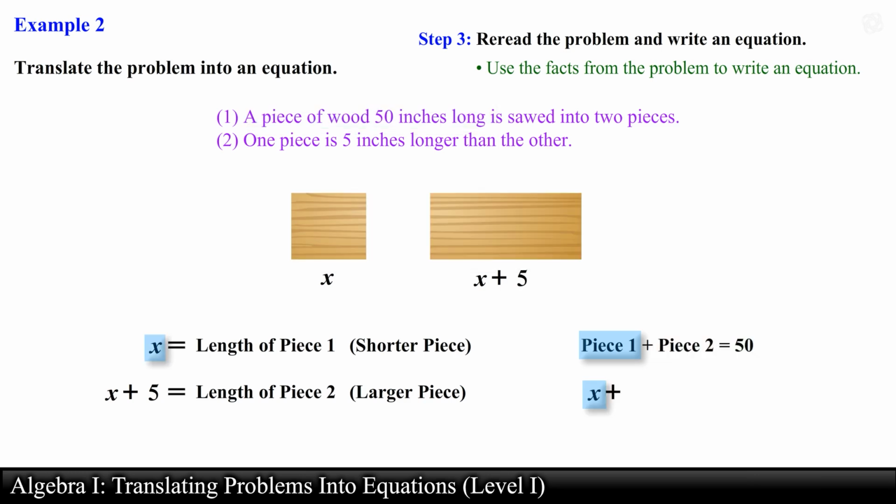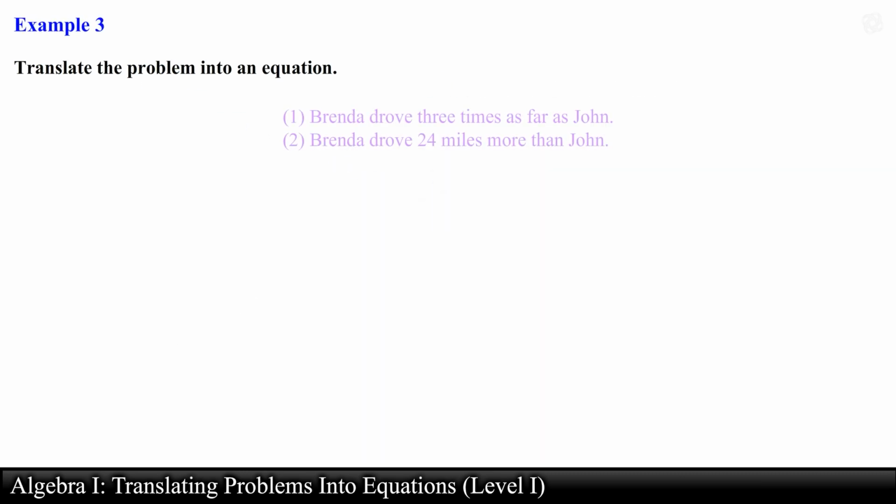So we go ahead and add the shortest piece, x, with the longest piece, x plus 5, and set it equal to 50, as follows. So our final answer is x plus the quantity x plus 5 equals 50, and this is our equation. Alright, let's try the final example.